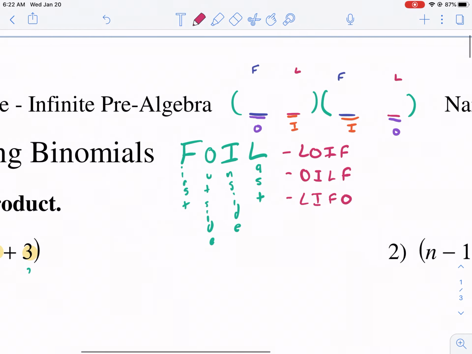So here's my first terms. Okay, so I'm going to go ahead and multiply my first terms together. I have 3n times n. Now I'm going to go to my last terms.